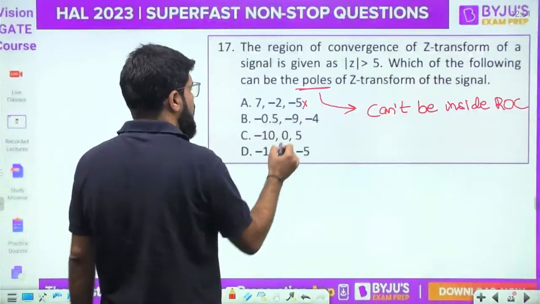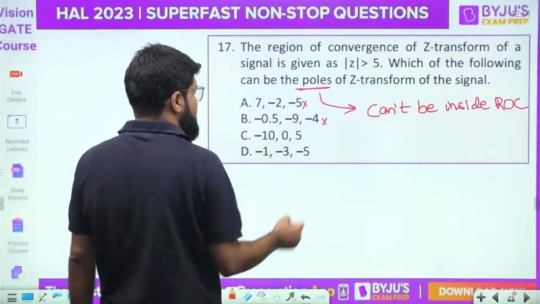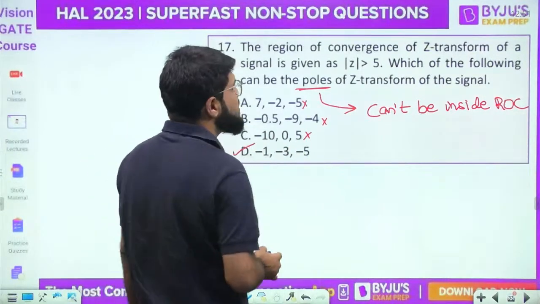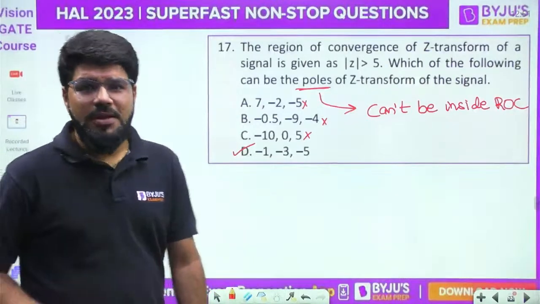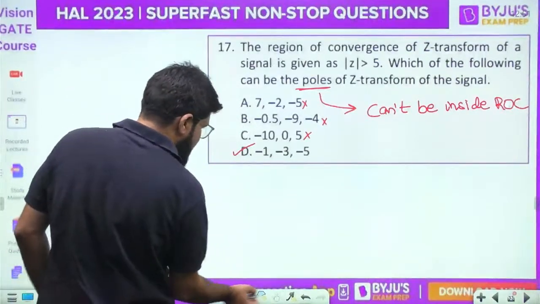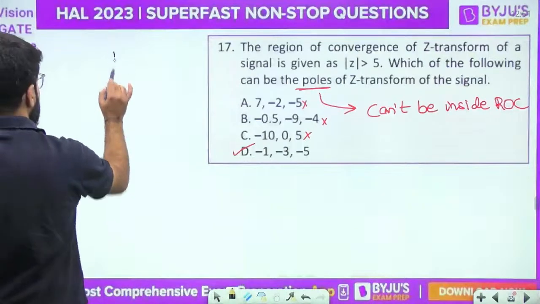So A is wrong. -9 cannot come, -10 cannot come. Only possible option is D. There can be a picture of this kind.